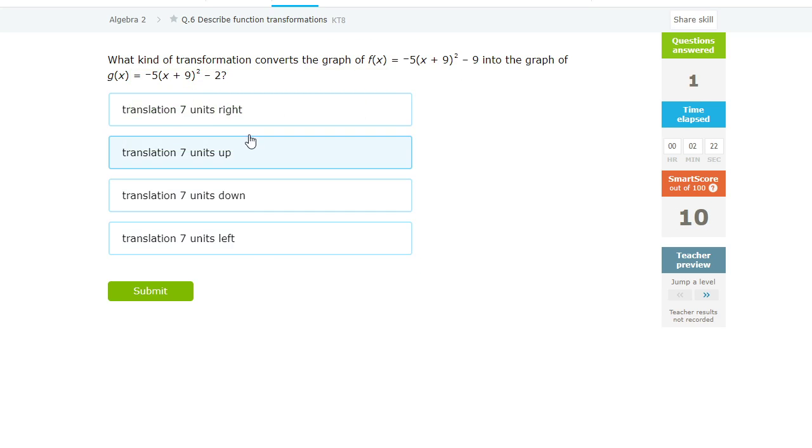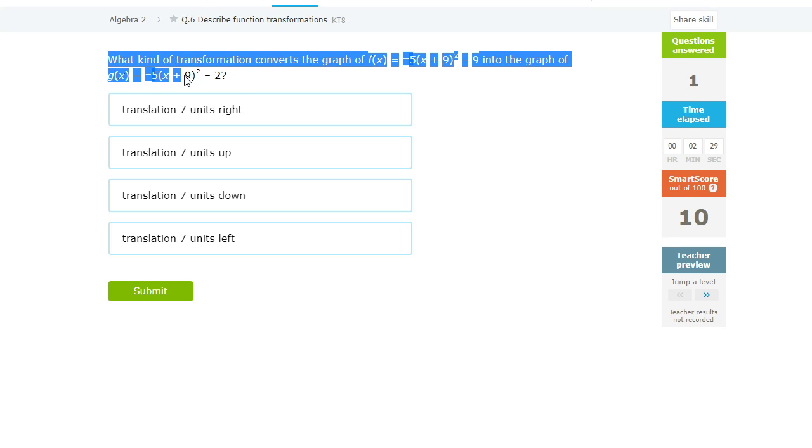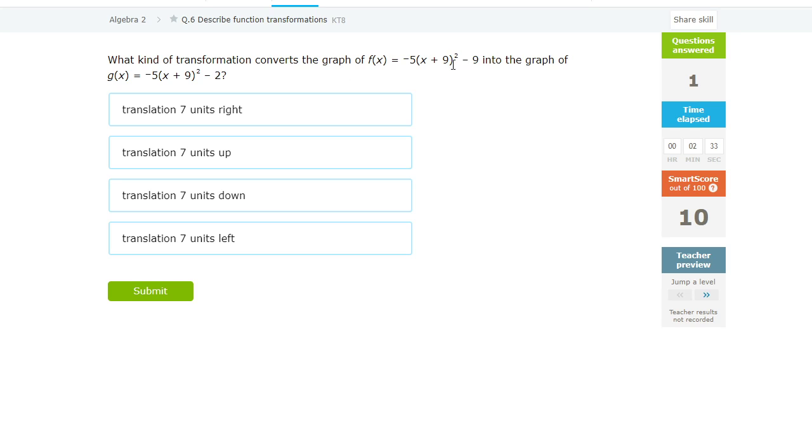Okay? Next one. Again, observe the functions. You have that one, and this one right here. So the -9 becomes a -2. What did you have to do to the -9 to make it a -2? You had to add 7, right? -9 plus 7 is -2. So you added 7 on the outside, so that's going to be 7 units up.